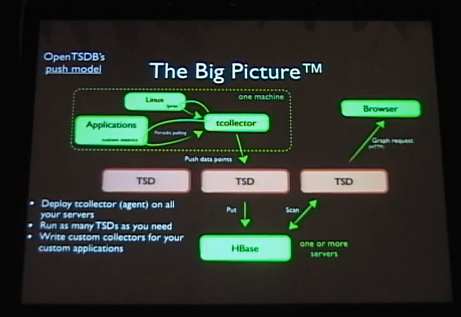Whereas if you have a pull model and you have a network split and your monitoring servers end up on one side and part of your infrastructure is on the other side, then you will have absolutely no idea what happened in the part of the infrastructure that was isolated from the monitoring servers. So the push model is really one of the big things of OpenTSDB because it has a lot of good properties in terms of scaling and handling failures. So it makes it very easy to scale.